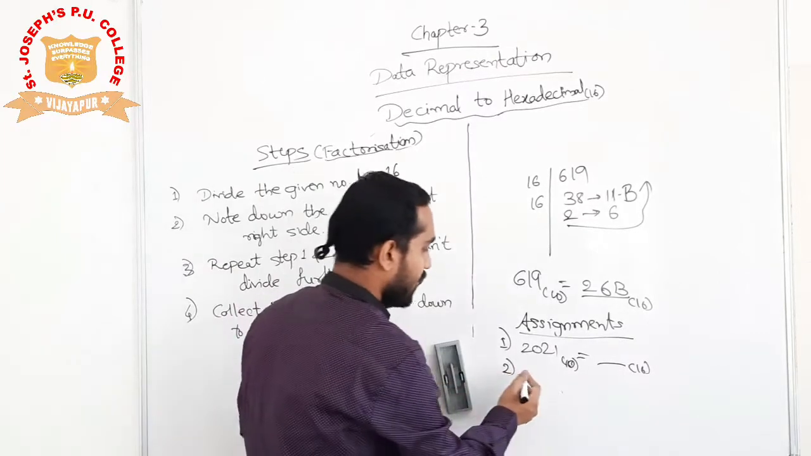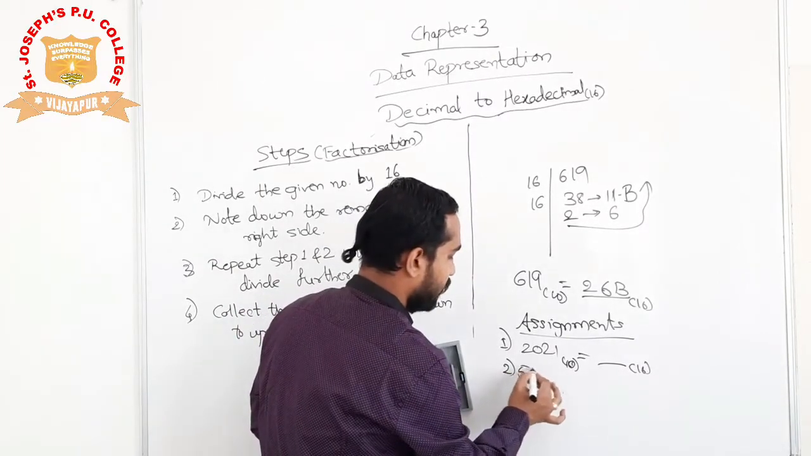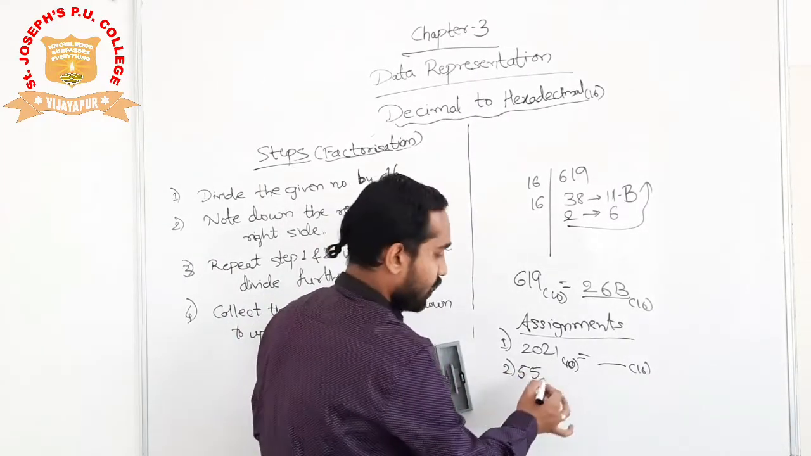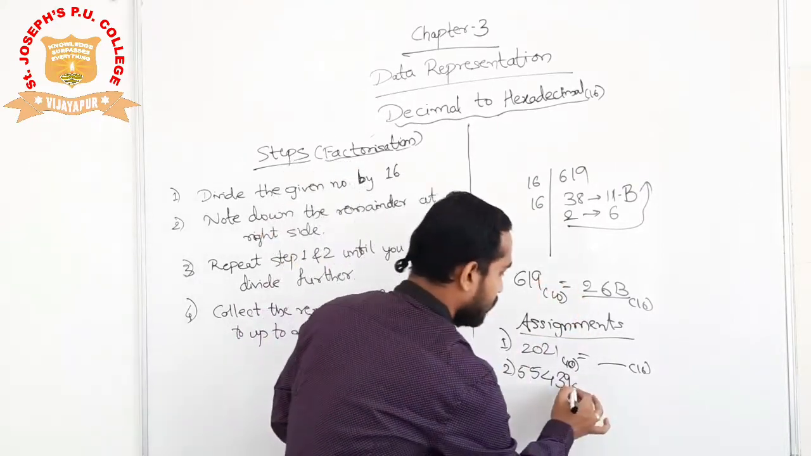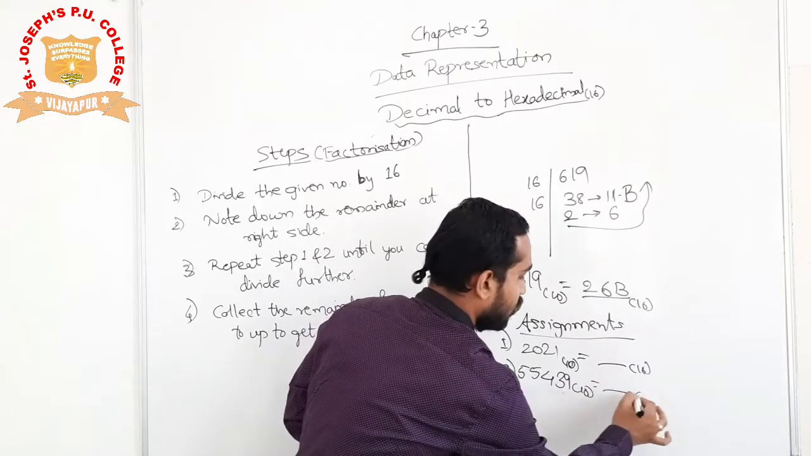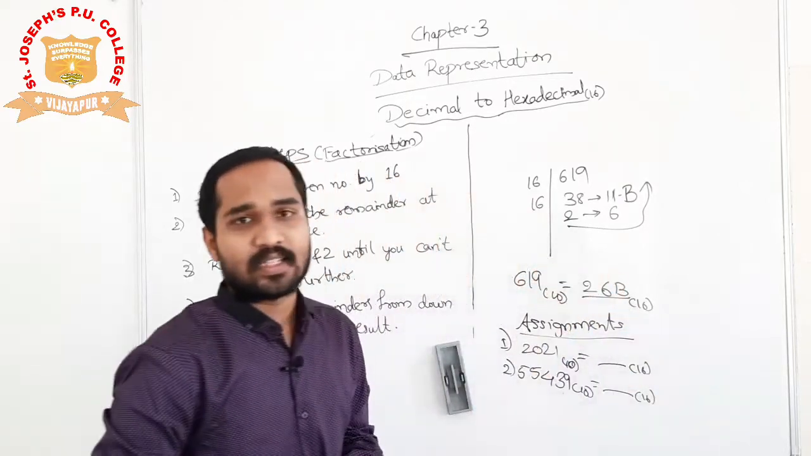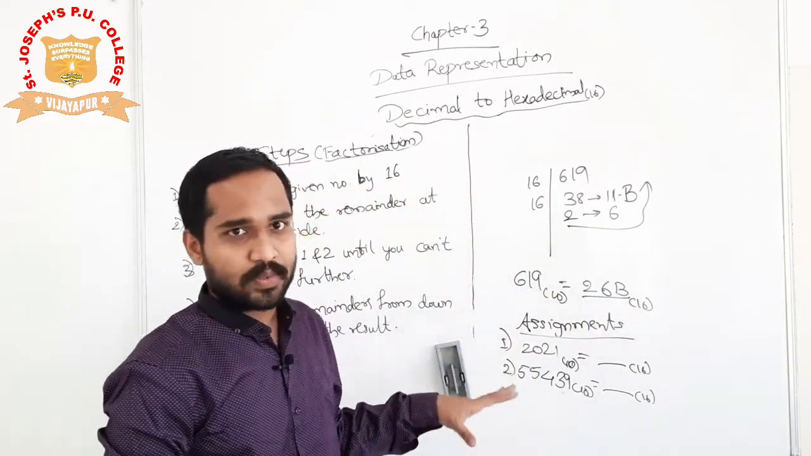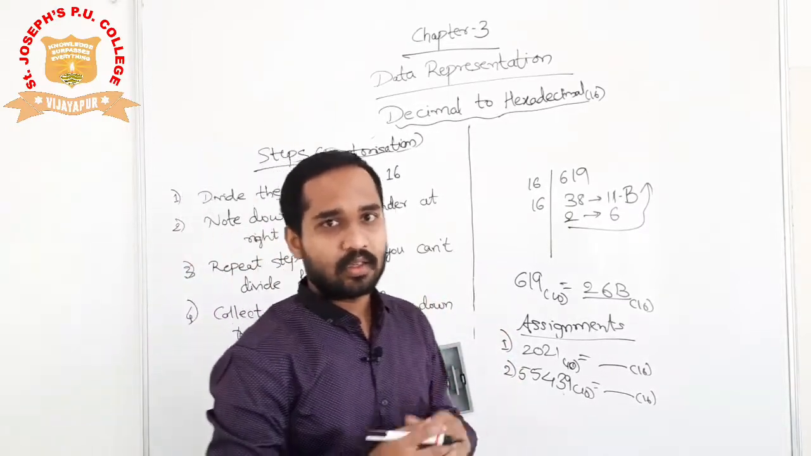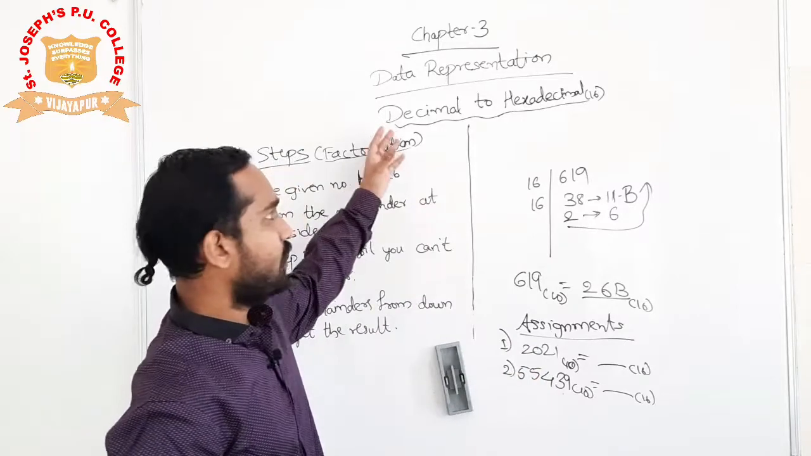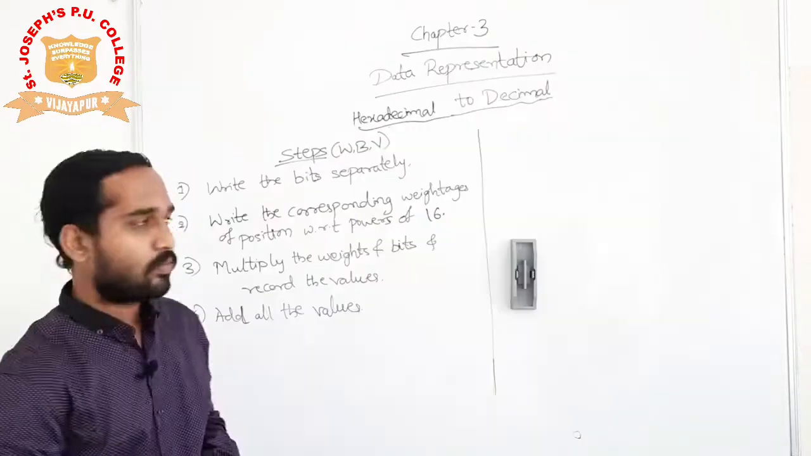Then another, say 55,439. This is a decimal number that you want to convert into hexadecimal. So these two assignments, please write them and submit. Is that fine? I hope you are clear with decimal to hexadecimal.